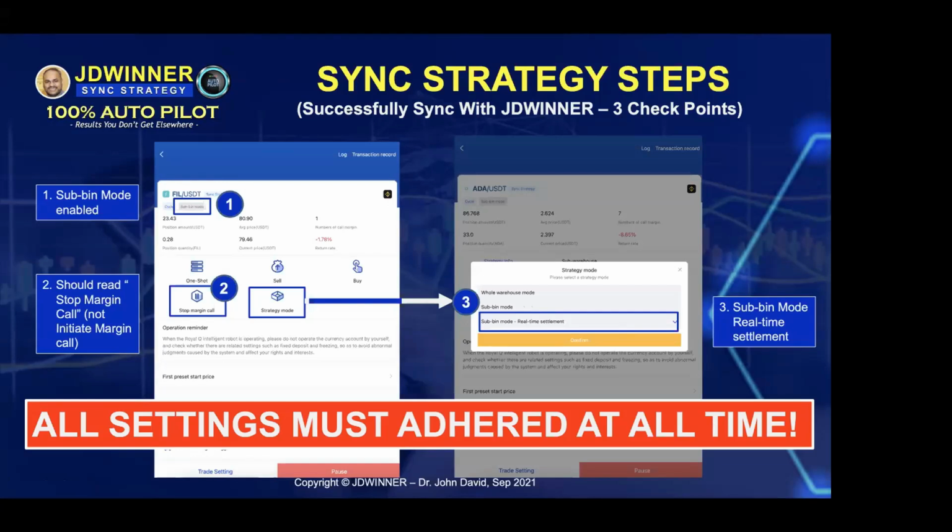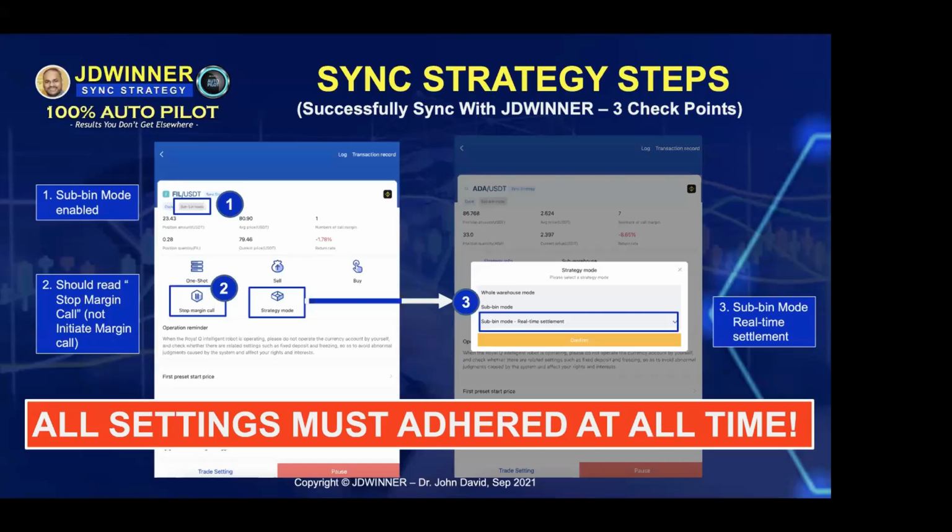It is because it is under sub-bin mode. So make sure it is under real-time settlement, because we want to settle all the positions that are closing in real time. Please understand that. And also, if you look at number 2 here, make sure it is set to stop margin call, not initiate margin call, because the margin call must always be initiated. Please understand that, because we want the sub-bin mode to work, because when the sub-bin mode works, that's where you will start to make profit. Make sure all the settings are adhered to at all times. Do not alter any of these settings.